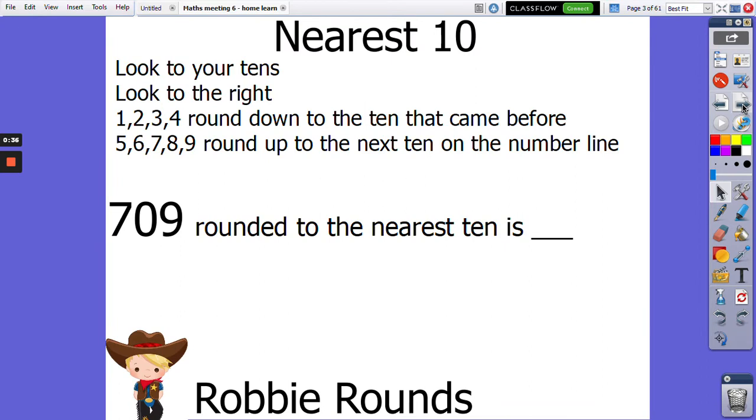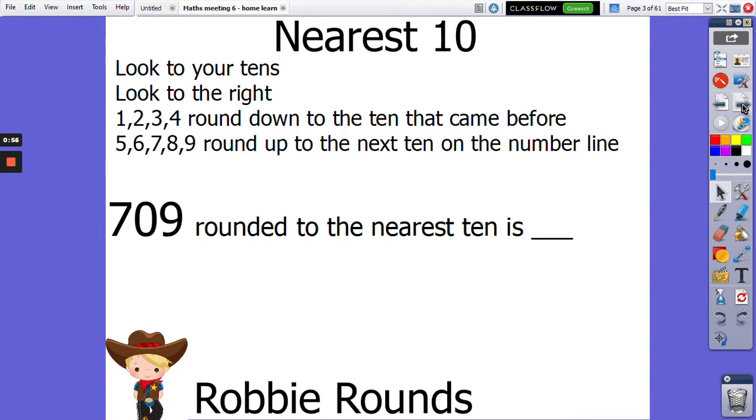Okay, I want you to join in the rhyme with me, nice and loud. Look to your tens, look to the right. 1, 2, 3, 4, round down to the 10 that came before. 5, 6, 7, 8, 9, round up to the next 10 on the number line. Did you join in nice and loud? Well done if you did.